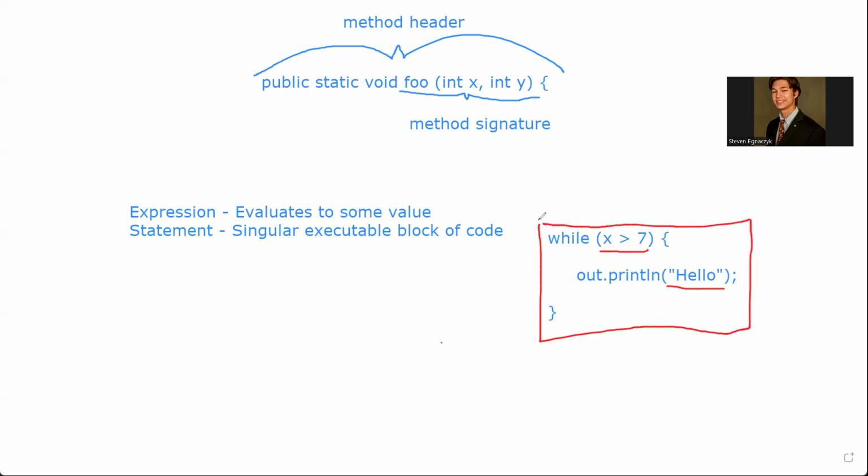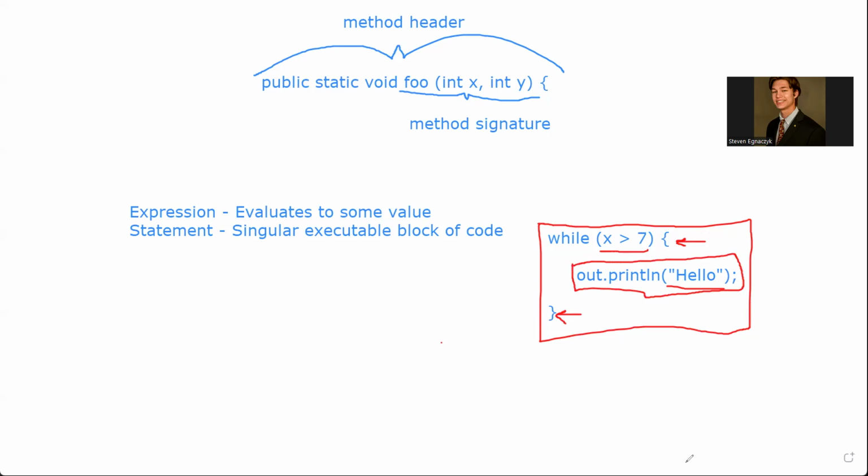So when you're talking about control statements, so if statements, else statements, if else statements, while loops, for loops, the entire thing is considered a statement because within that statement is everything that's contained within these parentheses or these curly braces, all relevant to the while loop. So they're contained within this statement. And then in this case, out.println would also be a statement.